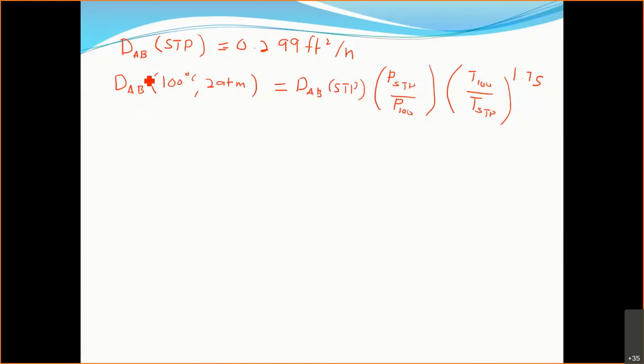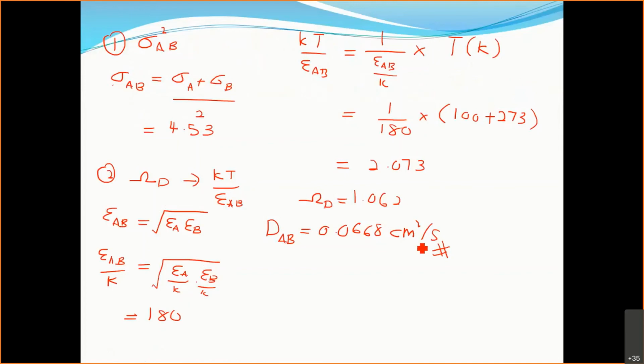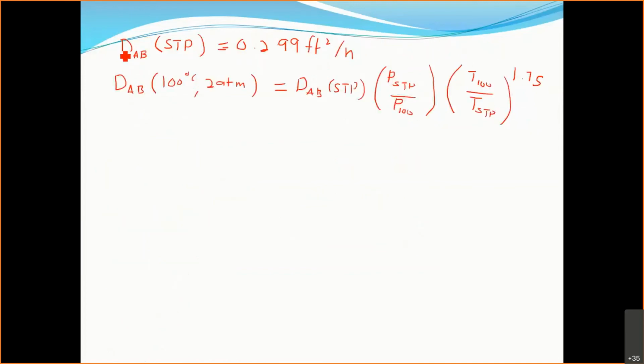But my answer just now was in centimeters squared per second. So what I do is first I change this value into centimeters squared per second. I can use conversion and then I get my DAB at STP. I convert the unit and get a value of 0.07272 cm squared per second. So I changed the unit from 0.299 feet squared per hour into cm squared per second.